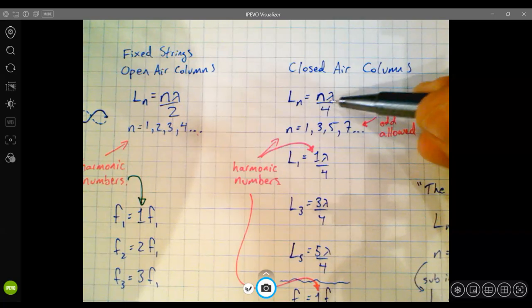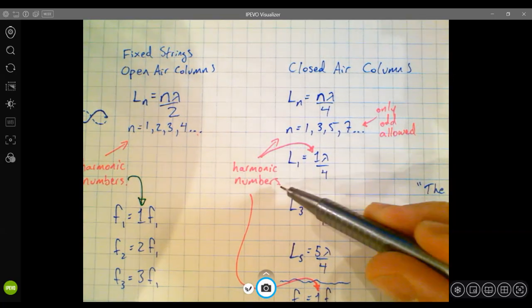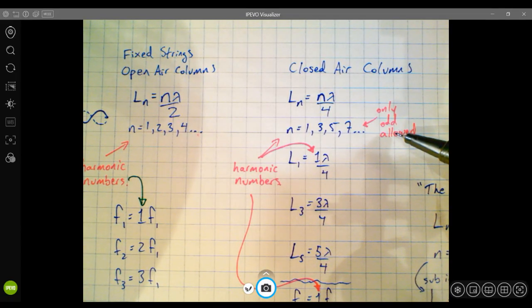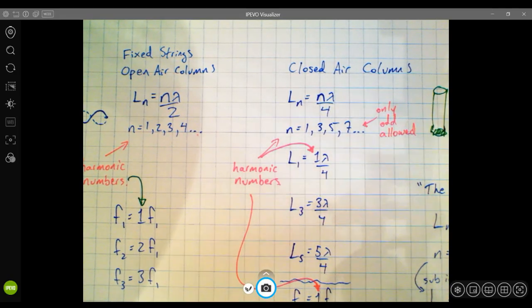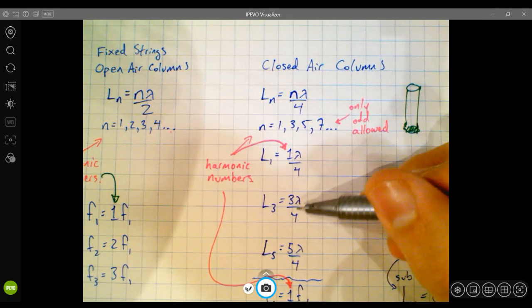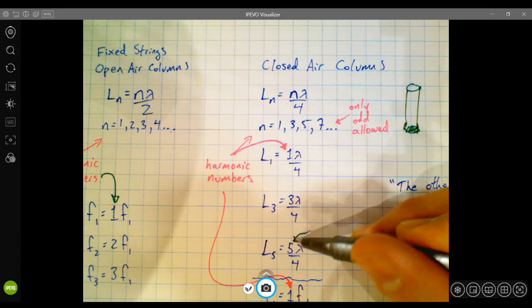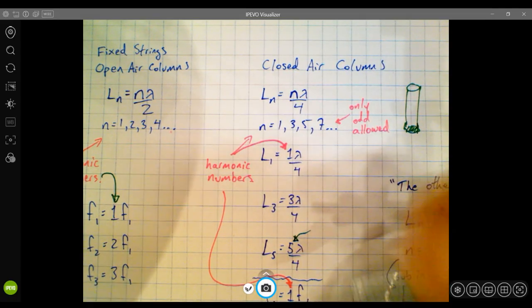And then for closed-ended air columns, we frequently use Ln is equal to n lambda over 4, where these n values represent the harmonic numbers, and they're only allowed to be odd for closed-ended air columns. Remember, closed-ended air columns are physically those air columns that are capped off at one end, whether by water or some other solid obstruction. They're not open at one end, so it's asymmetrical. And we end up saying that L1 is equal to lambda over 4, L3 is equal to 3 lambda over 4, L5 is equal to 5 lambda over 4, where again, these coefficients are harmonic numbers.